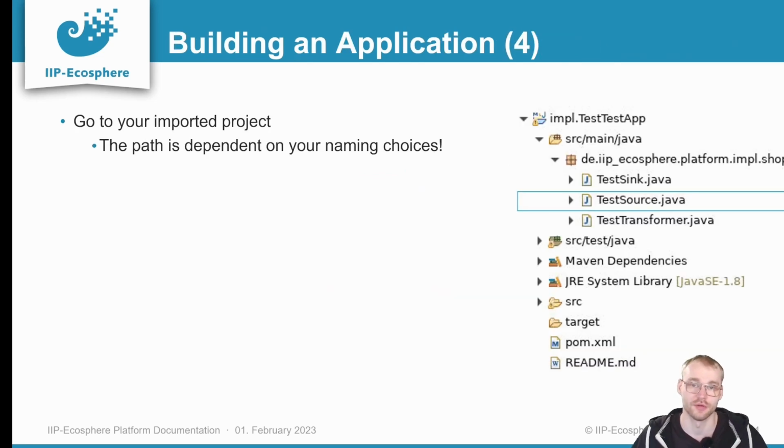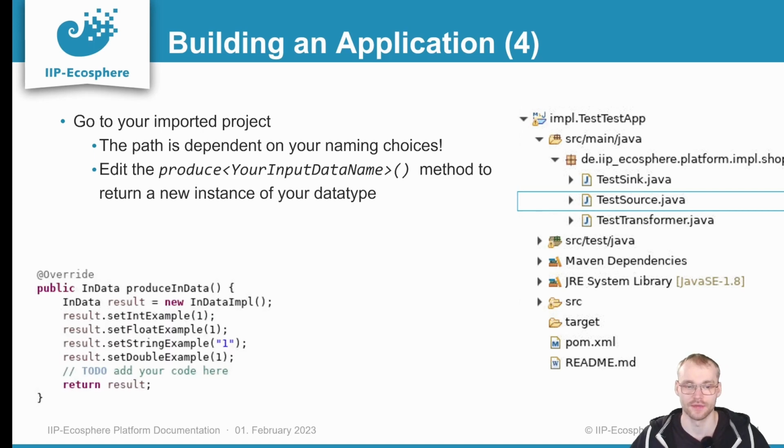To add functionality to this, we go into our imported project. The path depends on the naming choices, like de.iip-ecosphere.platform.impl.shop, which is something we define in the IVML file. We add to the produce method to create a new instance of your data type. So produce and then the data name.